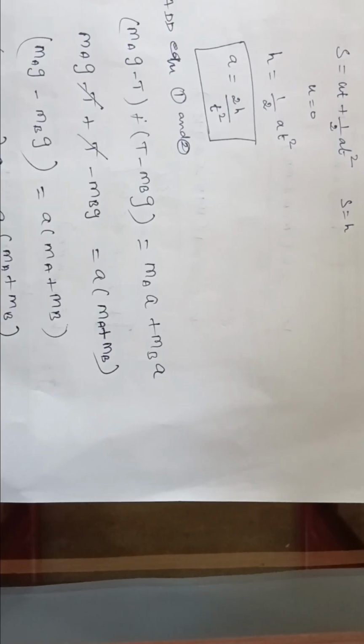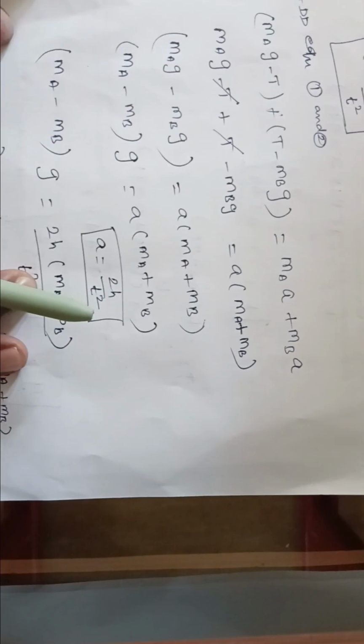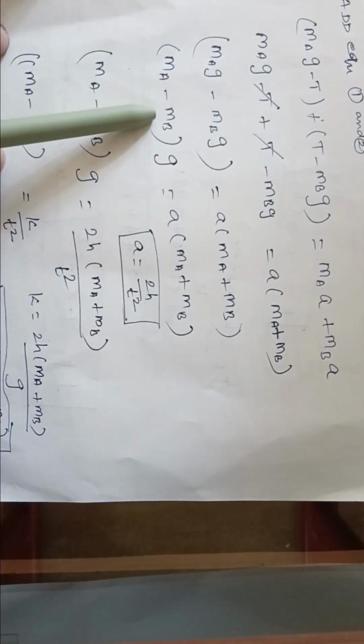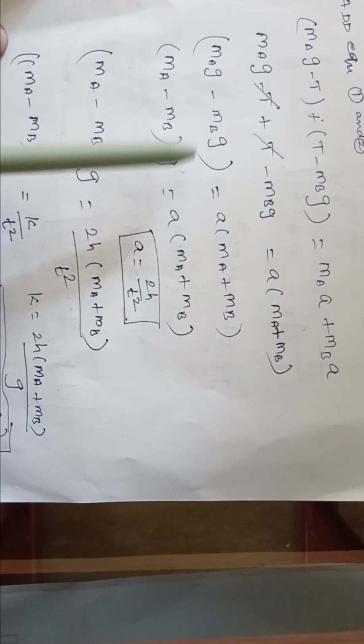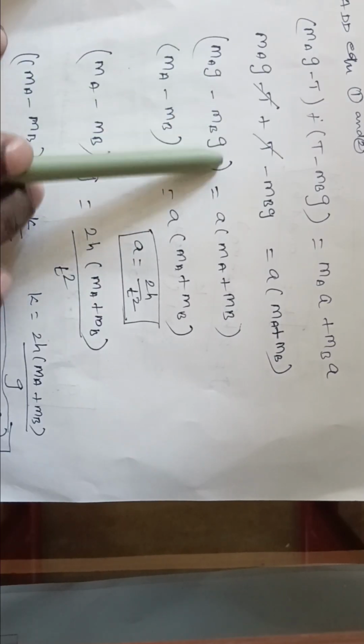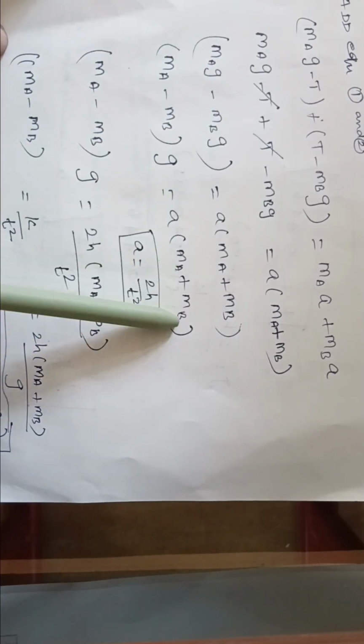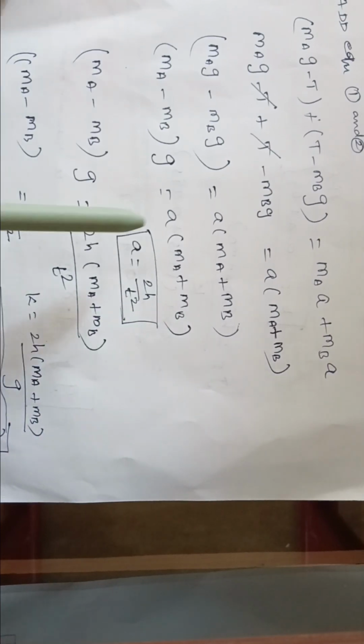So g is common, we take it outside: MA minus MB into g equals a into MA plus MB, because g is common here and we take it out. The a value we already found; we find it here.